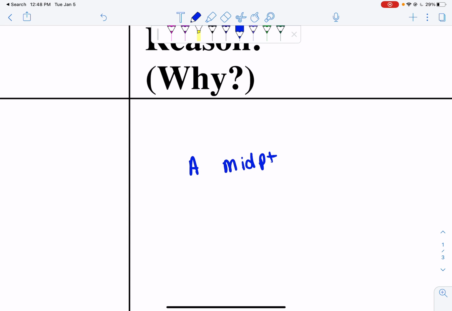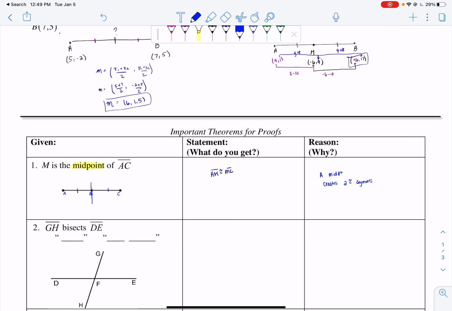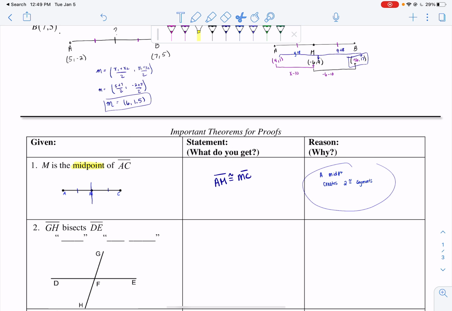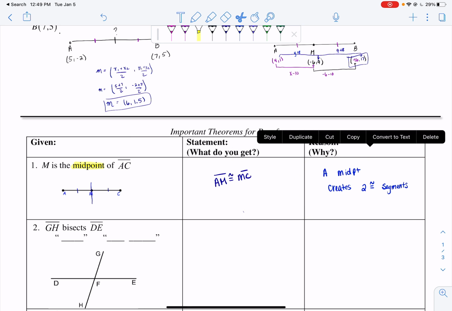And you can abbreviate midpoint. And that's all you'd have to write. A midpoint doesn't tell you anything else. It just makes these things happen. So I can say AM congruent to MC, and the reasoning is a midpoint creates 2 congruent segments.